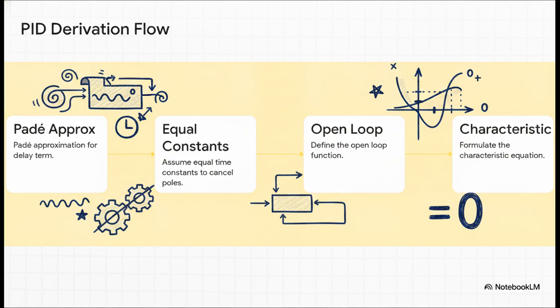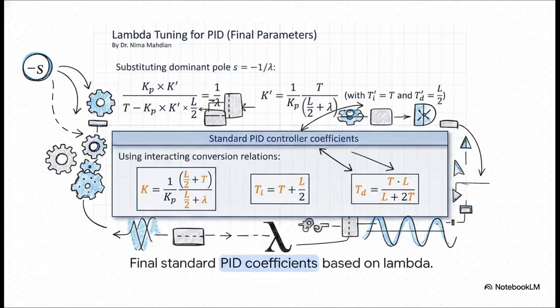Step 1, apply the PID approximation for the delay. Step 2, assume equal time constants to cancel process poles. Step 3, define your new open loop function. And step 4, formulate the characteristic equation. It's exactly the same rigorous, logical flow we just used for the PI controller, just upgraded for the extra complexities of PID. Which brings us to Dr.